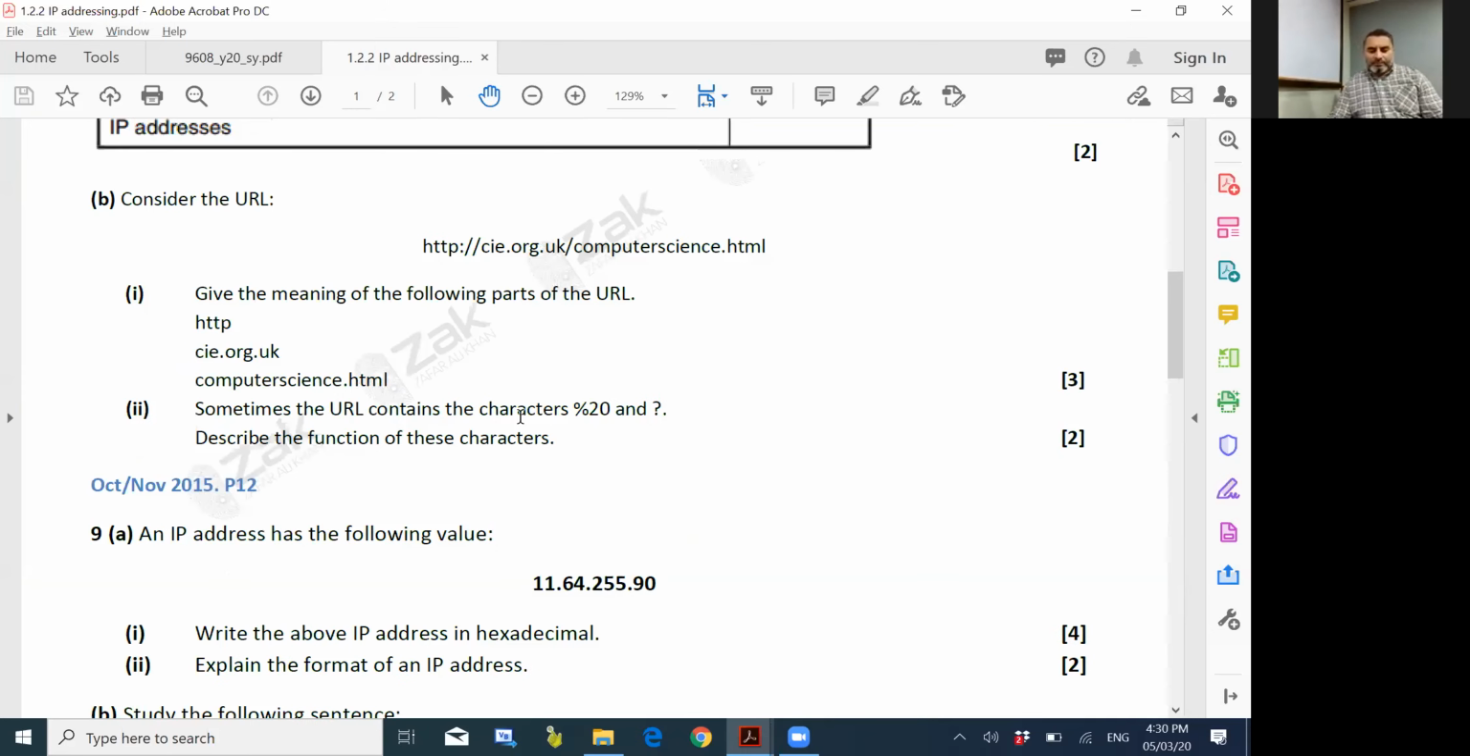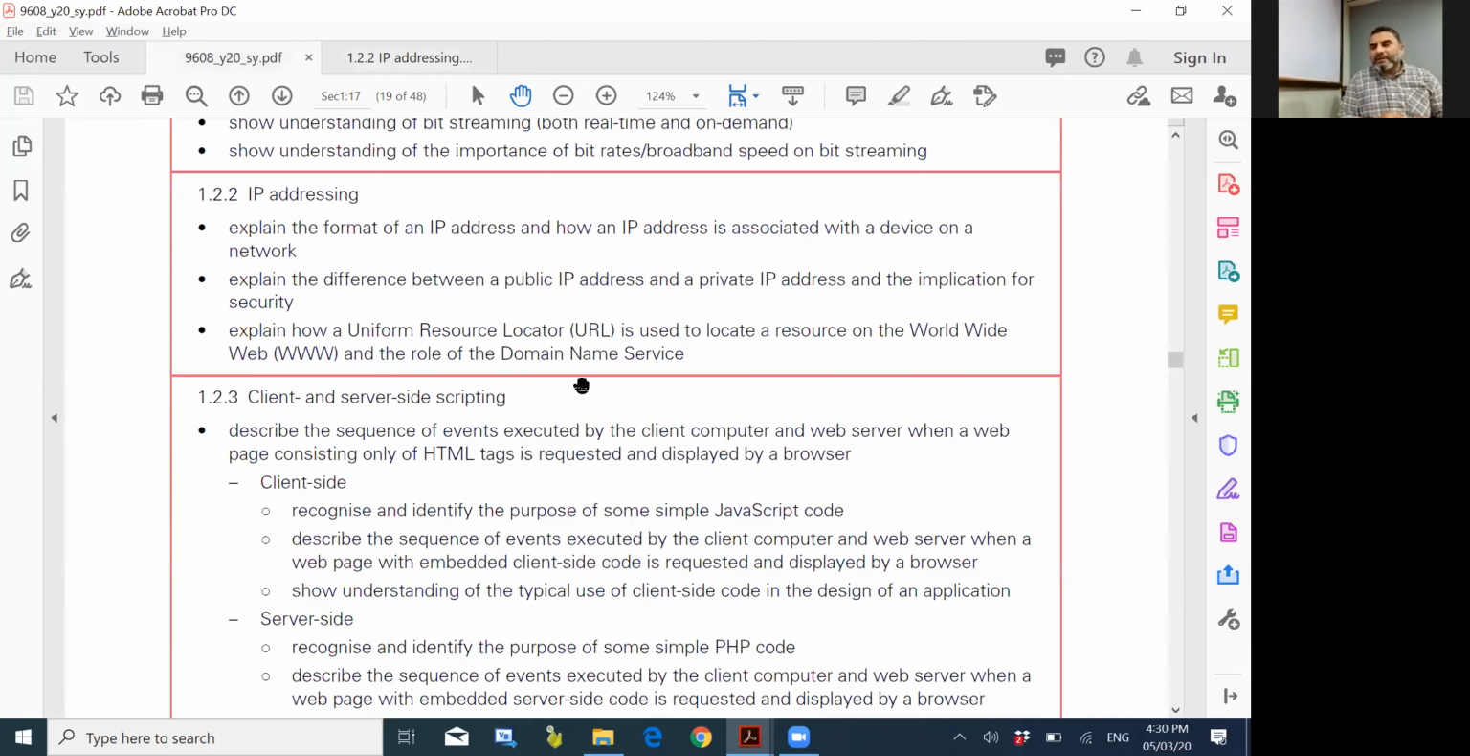I hope it has helped you, and now you know IP addresses and URL and DNS things better than before. And we also discussed a few of the past paper questions. There are other past paper questions as well, and I believe there was one related to IP version 6. Do go through that as well.